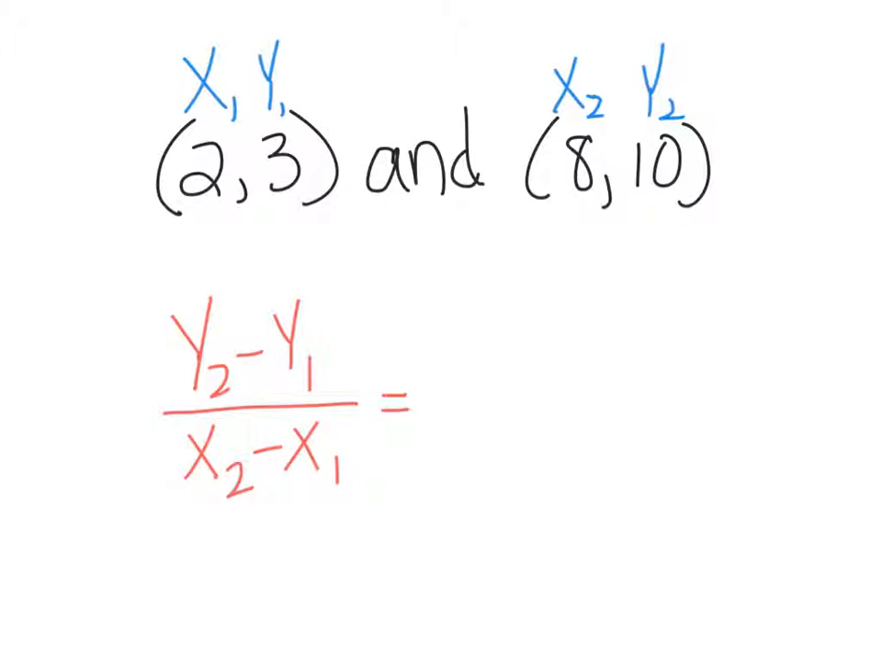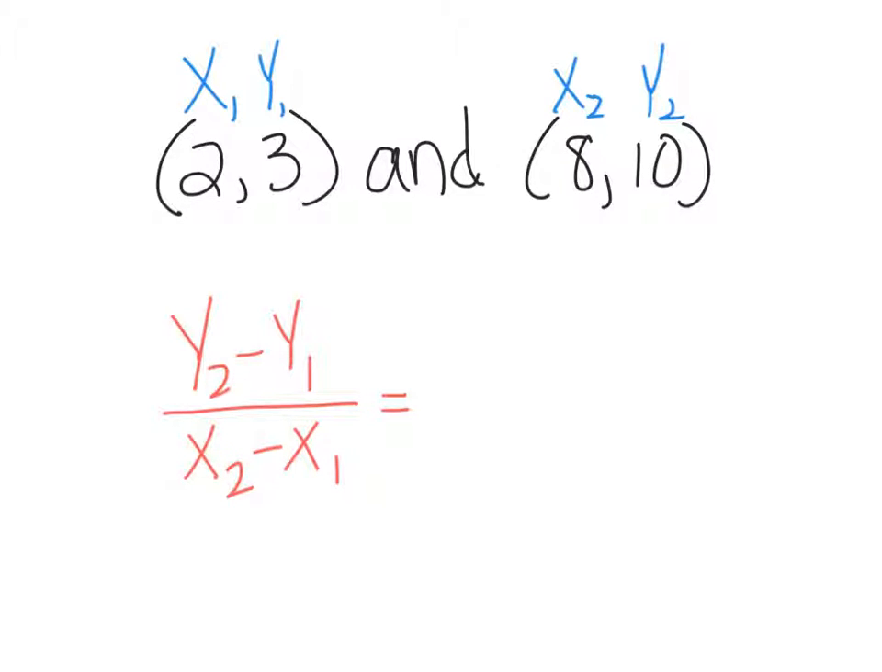Hopefully you have already learned how to use this formula that you see here, the y2 minus y1 all over x2 minus x1 for finding slope of two ordered pairs. I'm going to remind you real fast. I've got everything set up here. I've labeled all of my x values and my y values.